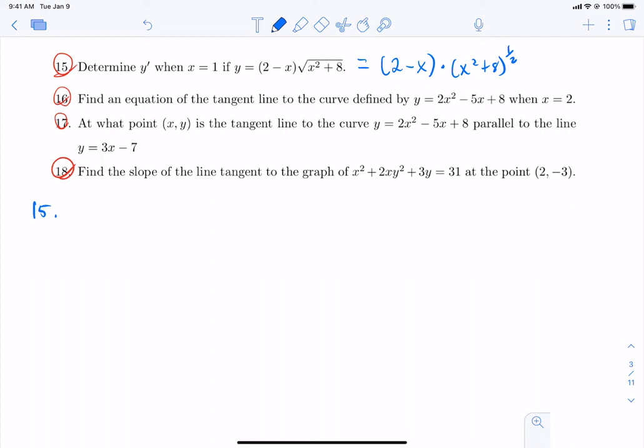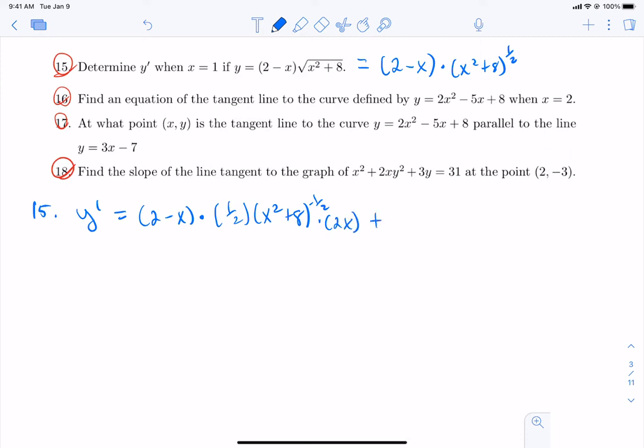So remember, when you do that derivative, it's going to be the first piece times the derivative of the second plus the second times the derivative of the first. So the derivative is the first piece times the derivative of the second. Now when we do the derivative of x squared plus 8 to the 1/2, remember what has to happen. You're going to drop the 1/2 down, the stuff stays there, the power goes down by 1, and then you must multiply by the derivative of the stuff inside. And the derivative of x squared plus 8 is just 2x.